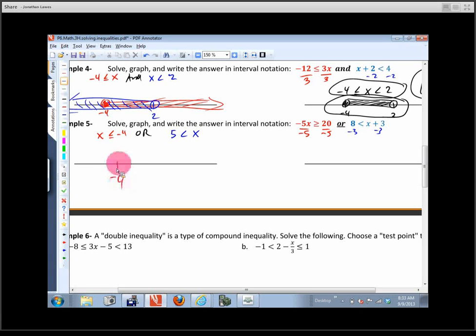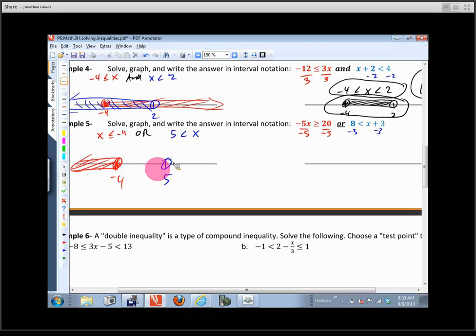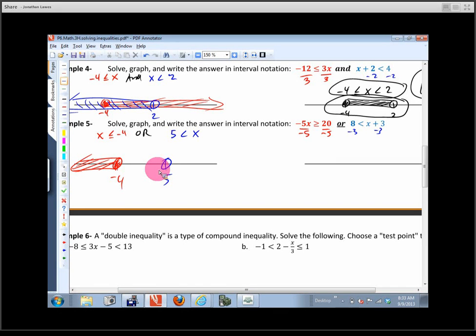So here's -4. X is less than that. Again, read from the variable. Here's +5. Circle that. Read from the variable, shading greater than or less than, to the right or to the left. X is greater than. Shade over here.